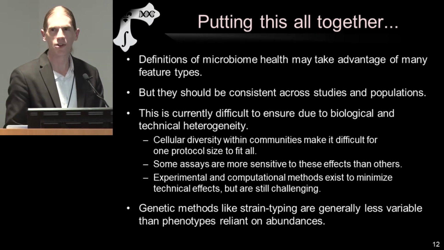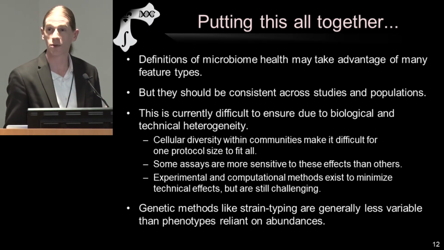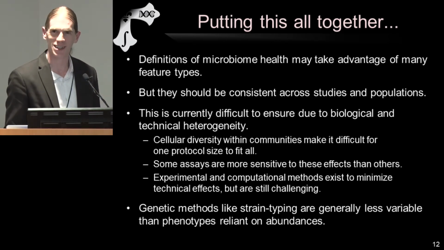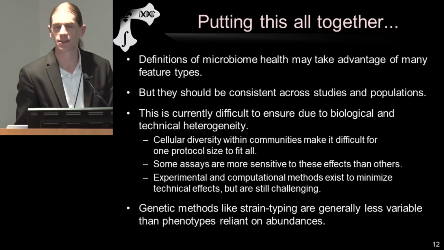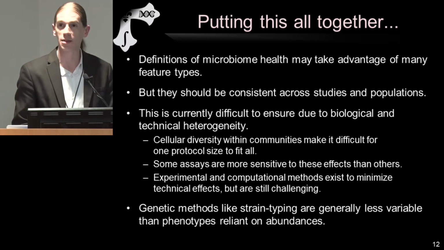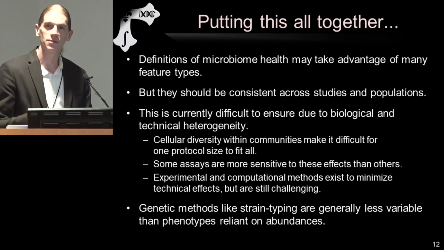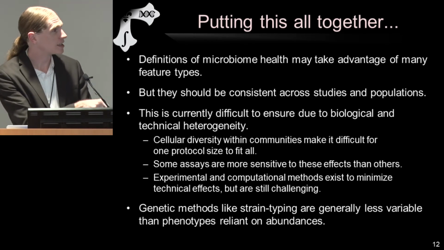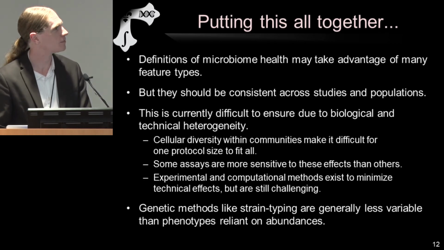And this is currently difficult but not impossible due to this technical heterogeneity, the differences in protocols available to study the microbiome, and the underlying cellular diversity. Different bugs are different, unlike, say, human DNA, which can make it easier and more tractable to measure carefully. So within this diversity, there are certain methods like strain typing that are generally less variable across populations. As I mentioned in the first half, we don't necessarily understand these biologically as well yet, but technically they might start to help tackle some of the variability in measurement technologies across populations.